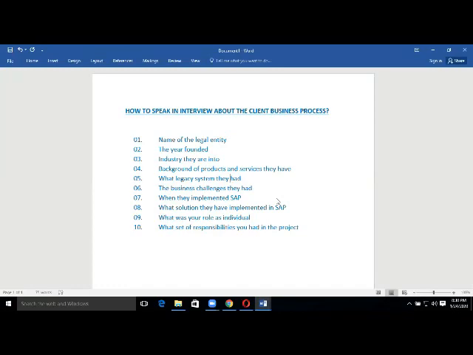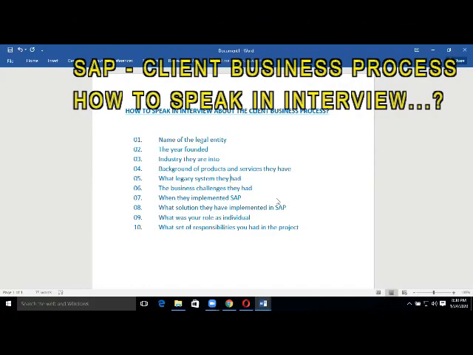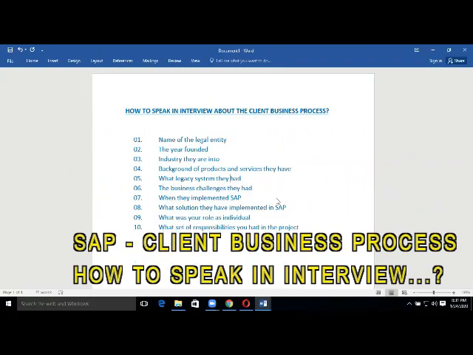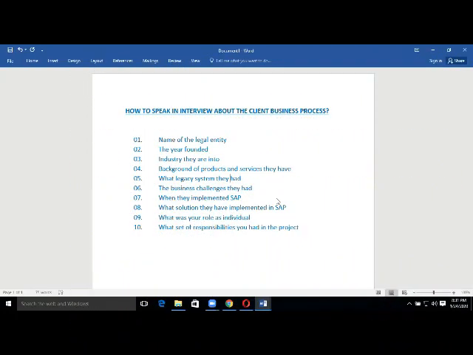So this is pretty much the concept of the client business process, or this is what you have to highlight when they ask you in an interview about the client business process. This is very important. Any project you show, any project you have worked on or are working on, when you are going for a change or an interview, by default they would ask you about the client business process.